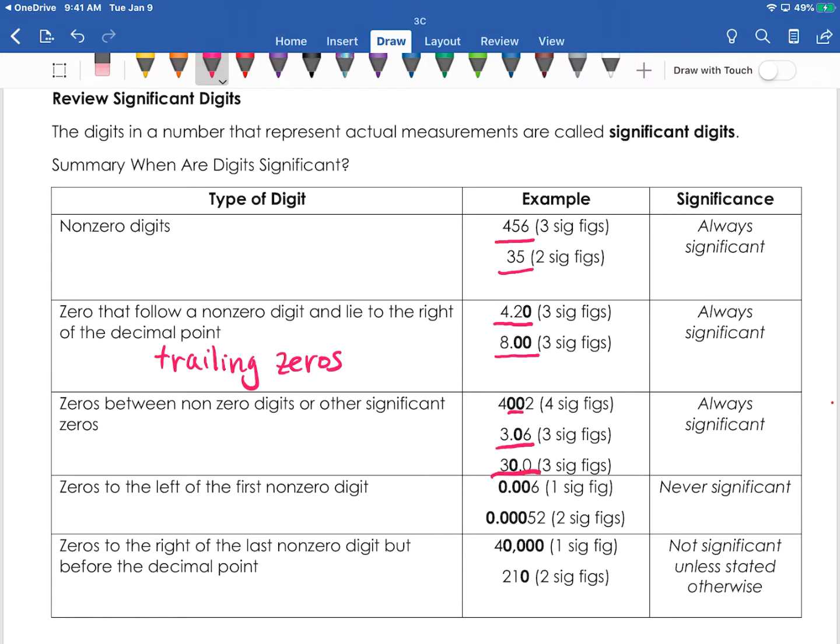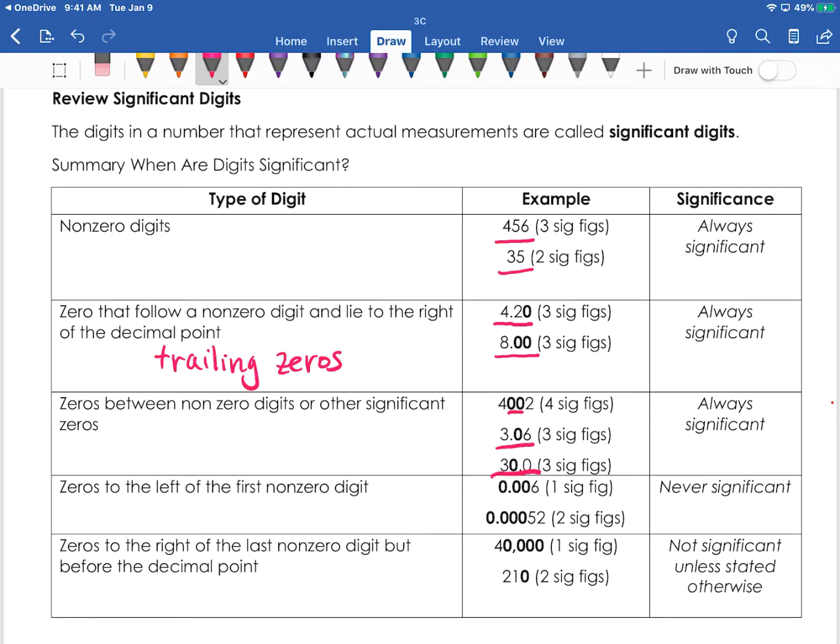In the next example, 30.0. The 0 in the center that's in bold is considered significant because it is between two significant digits. Whether they're 0 significant digits or non-zero significant digits, it's between two significant digits. The 3 is definitely significant because it's non-zero. The 0 to the right of the decimal place is considered significant because it is a trailing 0. It's a 0 that comes after the decimal place, and it's to the right of all the non-zero digits.